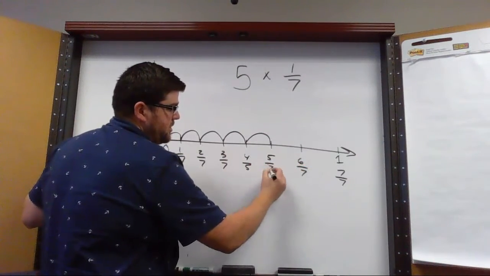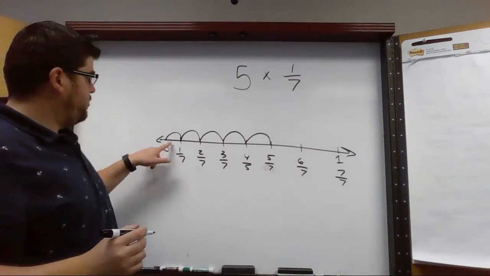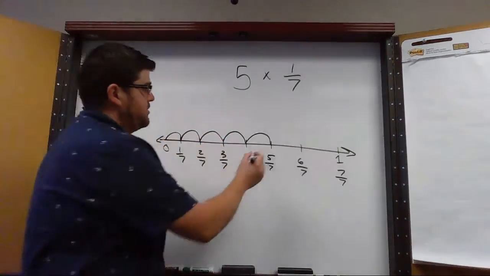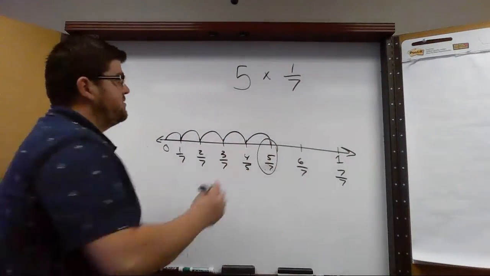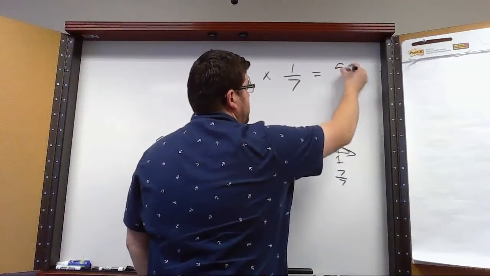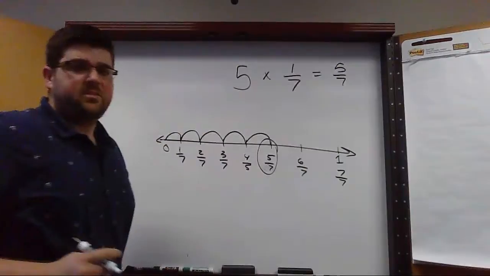And yep, you caught it. That should be 7ths. So here I have 1 hop, 2 hop, 3 hop, 4 hop, 5 hops. So I ended up at 5/7 on my number line. So that means 5 times 1/7 is the same thing as 5/7.